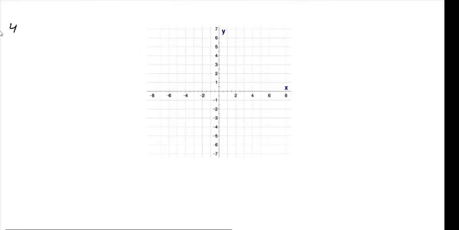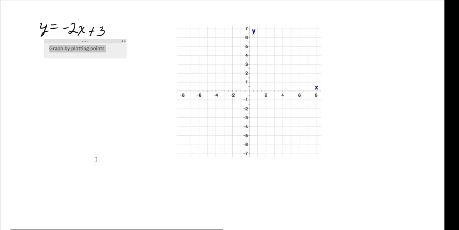And let's just write an equation. We'll say y equals -2x plus 3. So the overall method you saw me use in the previous example is I did what is called graph by plotting points.